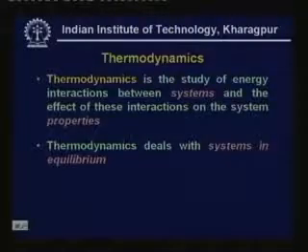And the subject of classical thermodynamics generally deals with systems in equilibrium. What do we mean by equilibrium? Normally equilibrium means a condition of balance between opposing factions. If I say that a system is in thermal equilibrium, that means there are no temperature gradients inside the system, so that there is no net heat transfer inside the system. So, you call that a system in thermal equilibrium.